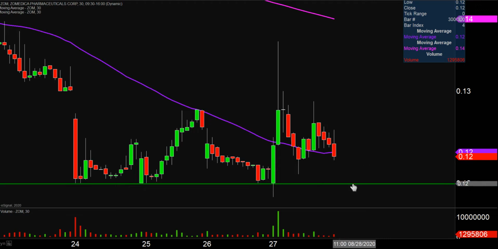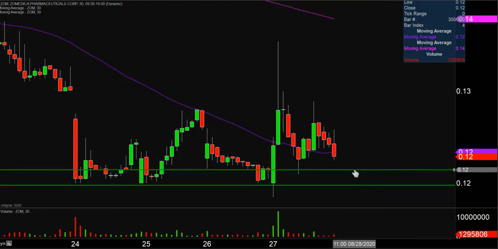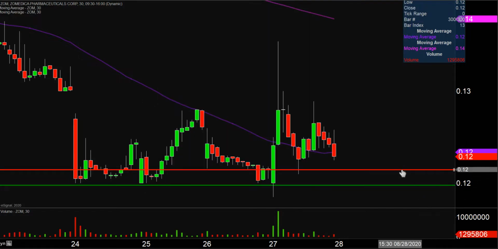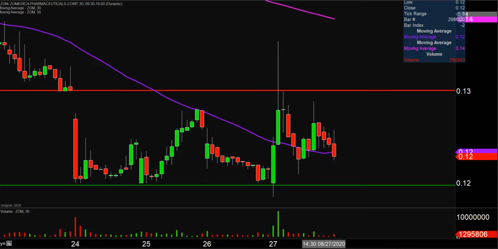And then the flip side, the resistance area of the pattern. So let me get this into play. Change this to red for resistance. And the top portion of the pattern right up here at the 13-cent mark. Again, you look at the history of today, and that level definitely came into play.